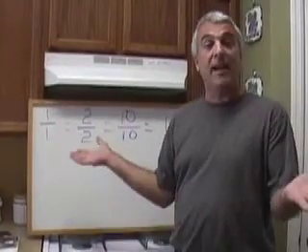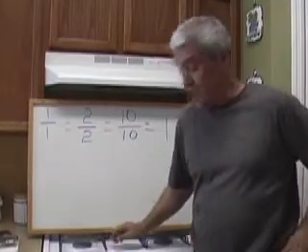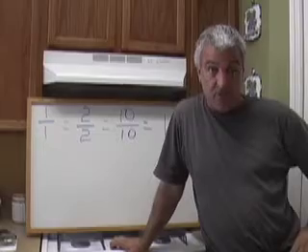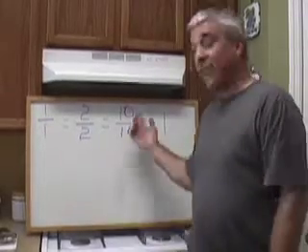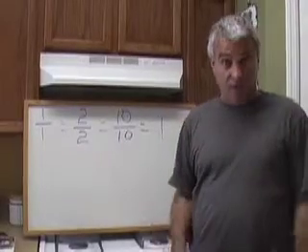1/1 is 1. You divide anything by itself, you get 1. 2 divided by 2, how many times does 2 go into 2? It's your times tables. 2 goes into 2, 1 time. 10 goes into 10, 1 time. They all equal 1. That's the way fractions are set up.